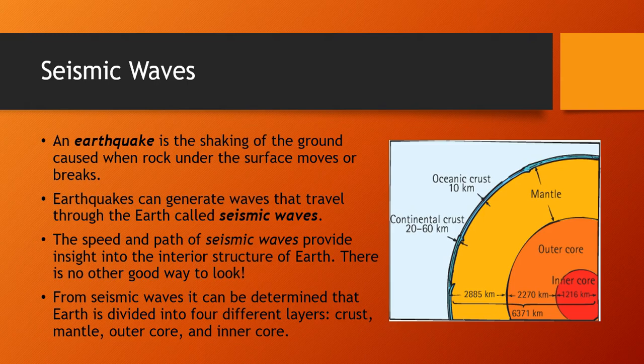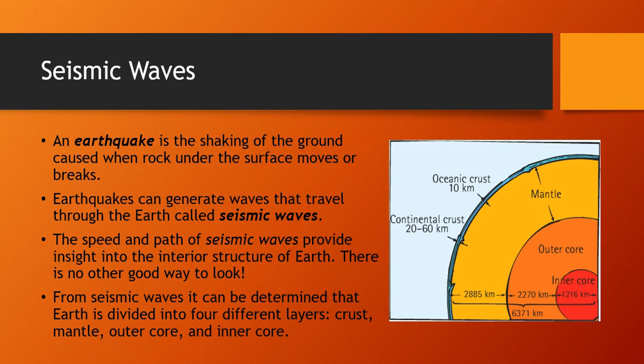So when an earthquake occurs, it causes the ground to vibrate, to shake, and this generates what are called seismic waves. Seismic waves are just waves of energy that travel through the earth due to earthquakes. The speed and the path that a seismic wave takes is what gives us an insight into what the inside of the earth looks like.